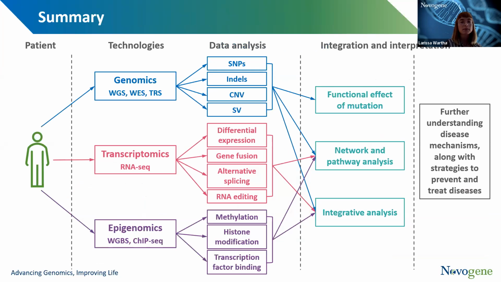So in conclusion, there are three main approaches on the road to personalized medicine. Genomics is used to identify variants potentially causing a phenotype, transcriptomics to identify differential expression patterns, alternate splicing, RNA editing, and finally epigenomics, looking at the effect of methylation and histone modification and their effects on gene expression. And the functional effect of a mutation with various environmental factors in a network or pathway needs to be analyzed in order to develop strategies to prevent and even to treat diseases.